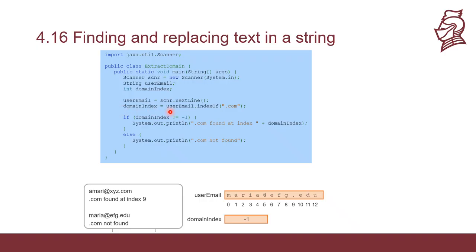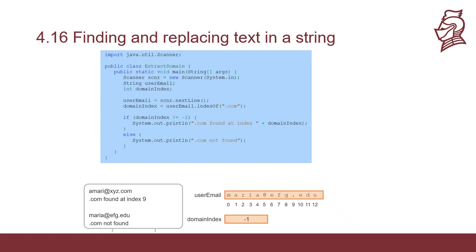So int domainIndex equals username.indexOf, and then here's the substring we're looking for, ".com" inside parentheses, right? So if domainIndex is not equal to -1, remember -1 means that indexOf didn't find it. So if .com is in that string, it's going to print out ".com found at index" and then print the domainIndex, tell you where it was found in the string, right? Okay, look at that for a minute. Let that sink in, work your way through it.